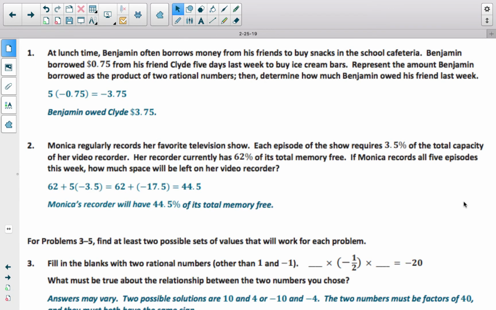We're going to wrap up this lesson with our problem set. For number 1, you should have got a negative $3.75, which means that Benjamin owed Clyde $3.75. For 2, you should have got 44 and a half, or 44 and 5/10, meaning Monica's recorder will have 44.5% of its total memory free.